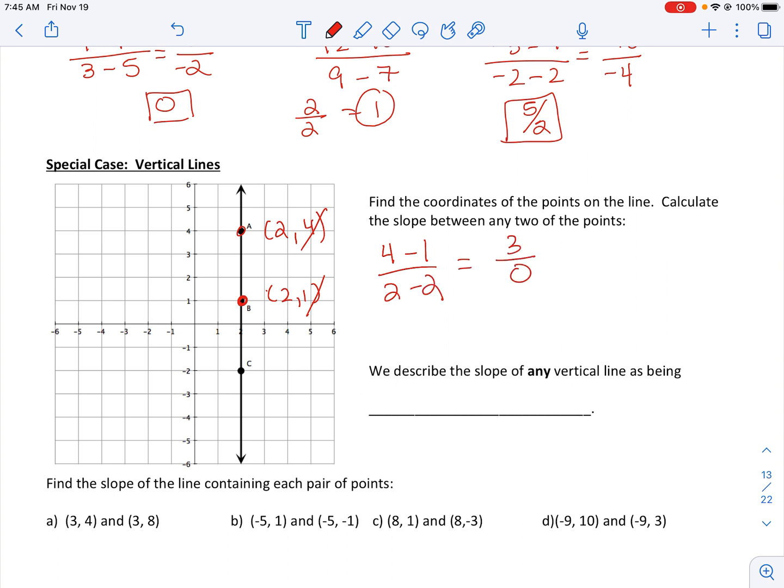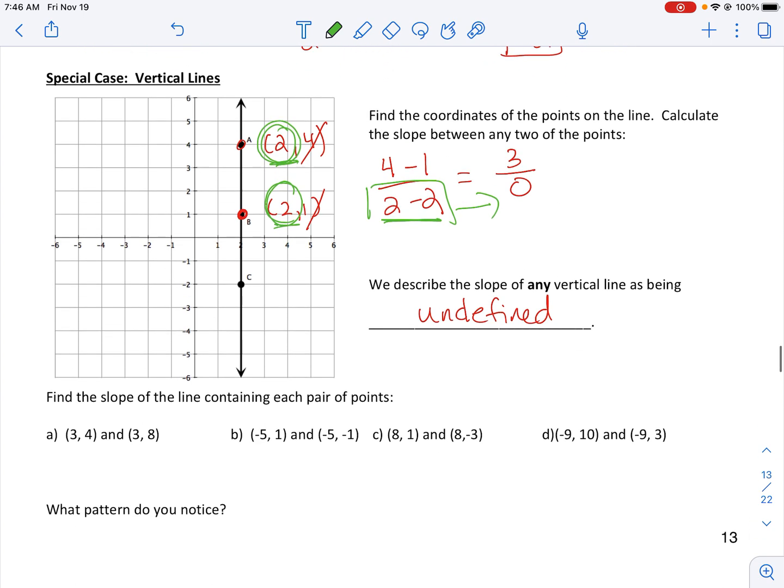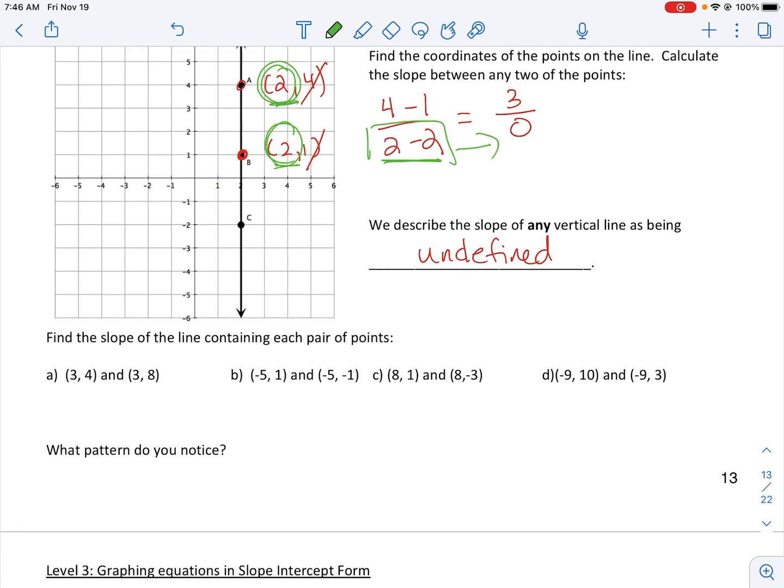Now if you do this, you're going to end up with 3 divided by 0. Now that itself is not a number. If you type this in the calculator, you're going to actually get an error. So this is called undefined. So anytime you see a vertical line, your slope is always undefined. Now what you'll notice though is I can tell right away this is going to be undefined because the reason why it's undefined and you end with a 0 on the bottom is because both x's are the same. So when you subtract the x's on the bottom, you always get that 0. So if you notice that right away, then you can just say undefined.